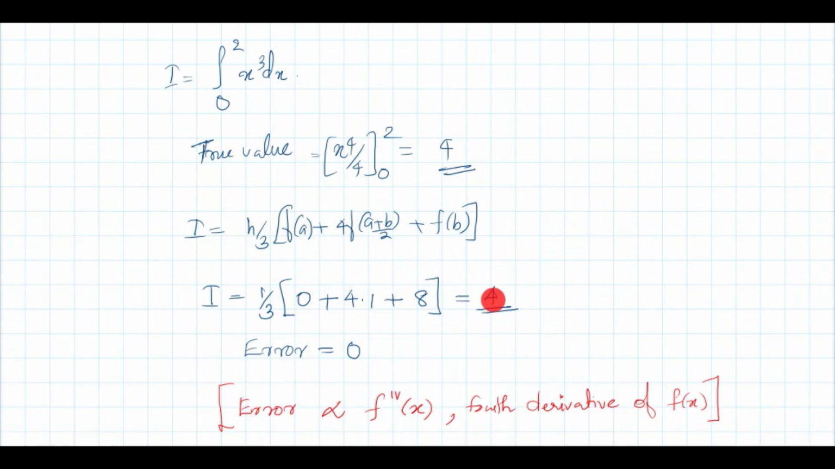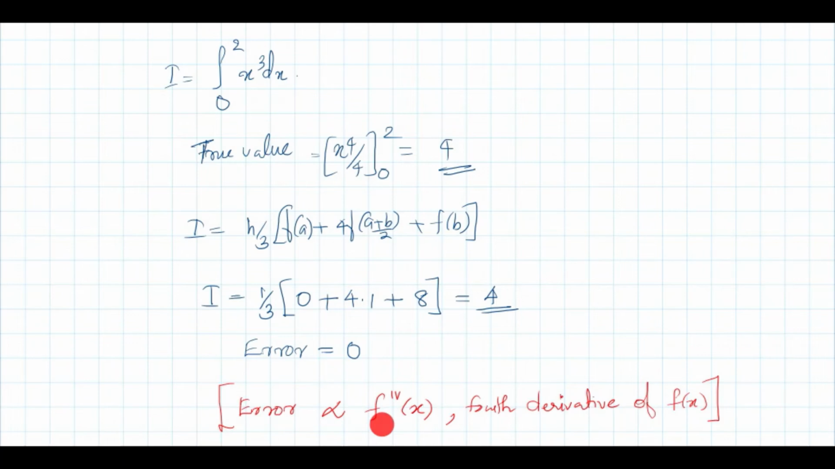That will give you 4. Error is 0. So we are in Simpson's 1/3 rule, we are approximating the functions with a quadratic polynomial. Here you have a cubic polynomial. Even then the error is 0.